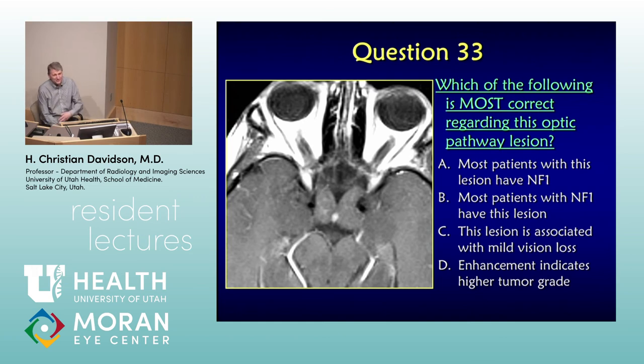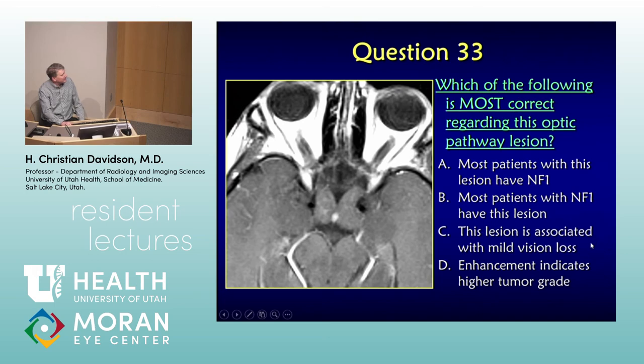It seems like it's 15-30%. And the same is true of patients who have NF1. Most of them don't have optic pathway glioma. Now, certainly many of them do because there's a clear association, but most don't. So I think that A and B are not true. It's an association, but it's not most.